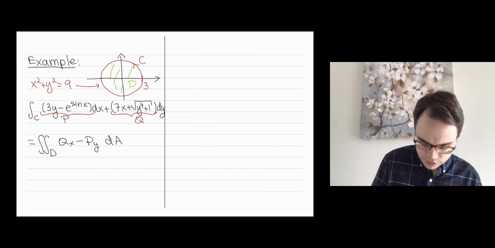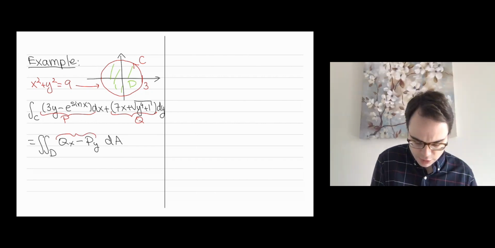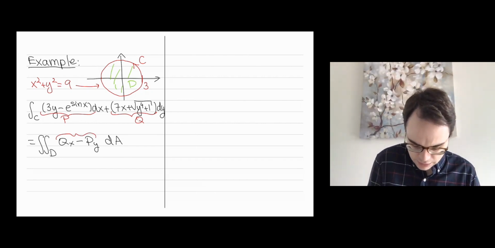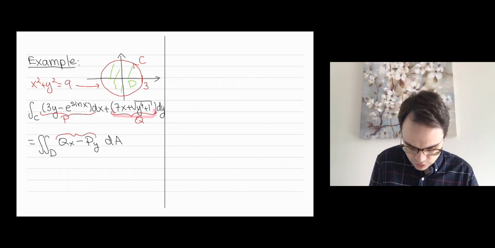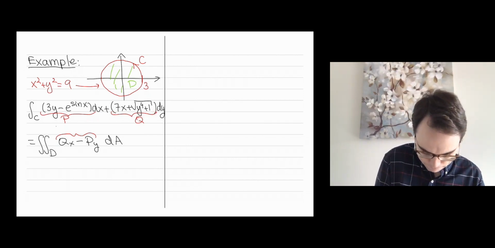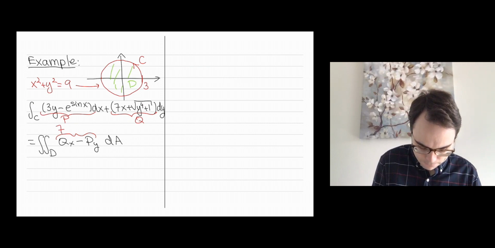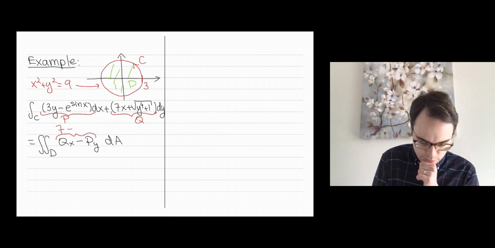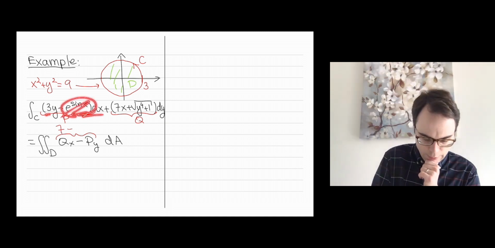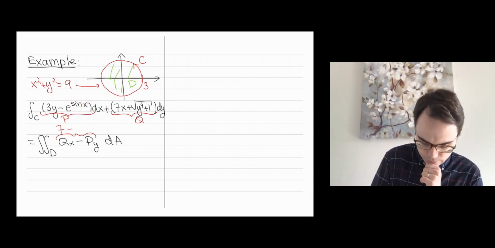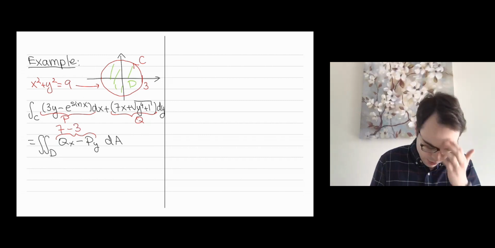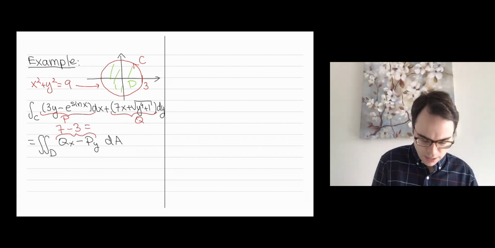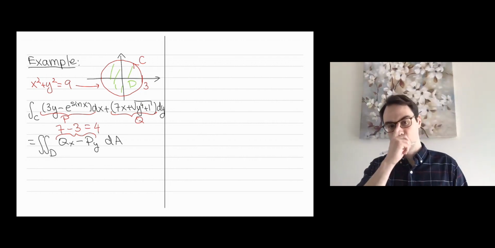All right, now let's compute these partials. The x partial of Q: if I take the derivative of Q with respect to x, I'm just left with 7 plus 0. Minus now the y partial of P. You see P starts with 3y, so the y partial is 3, and the second part has no y partial. So the thing I'm integrating here is 7 minus 3, which is just the constant function 4.